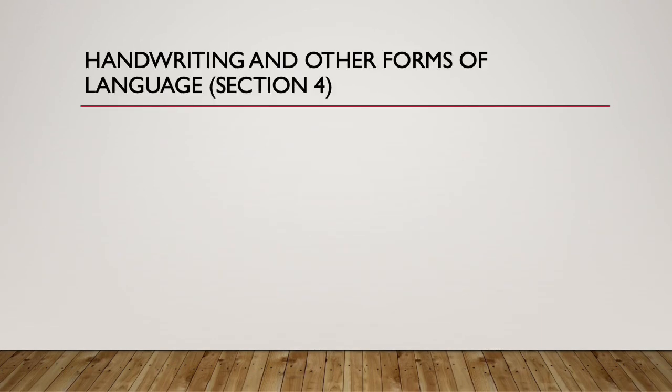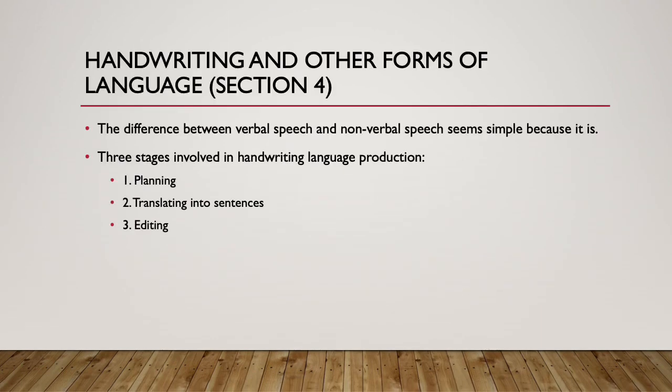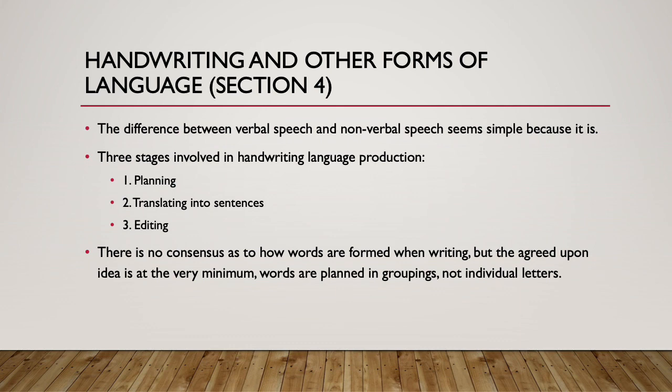And then the last section is section 4. It's pretty short: handwriting and other forms of language. The difference between verbal speech and nonverbal speech seems simple because it is. Essentially, the biggest difference between written language and vocal language articulation lies in using the auditory muscles such as the larynx and throat, whereas word processing involves movement of the hands: handwriting, texting, speaking with the hands via American Sign Language, etc. There are 3 stages involved in handwriting language production. The first is planning, the second is translating into sentences, and the third is editing.